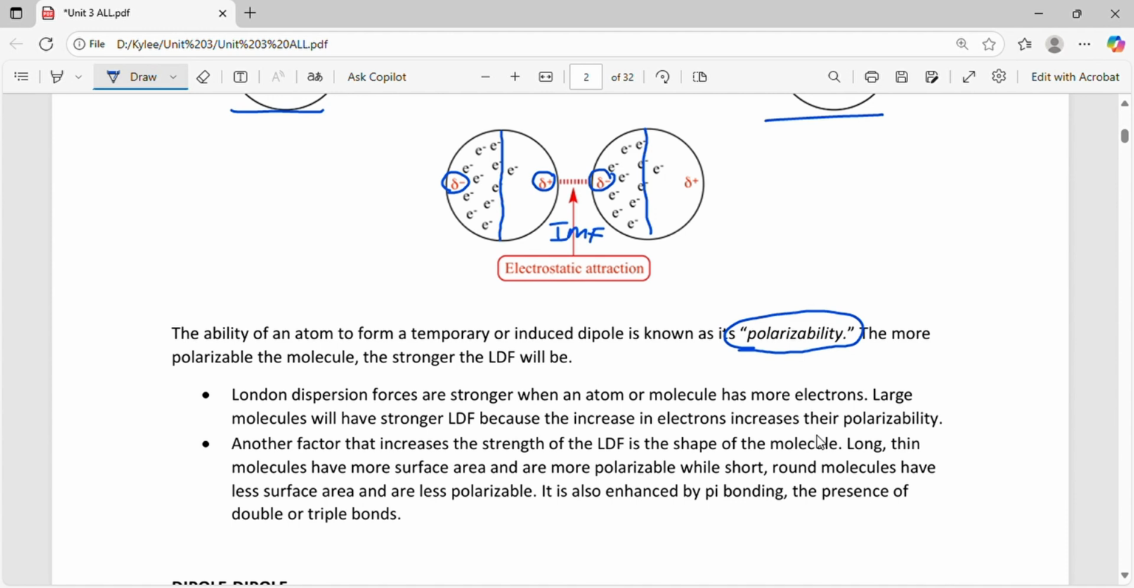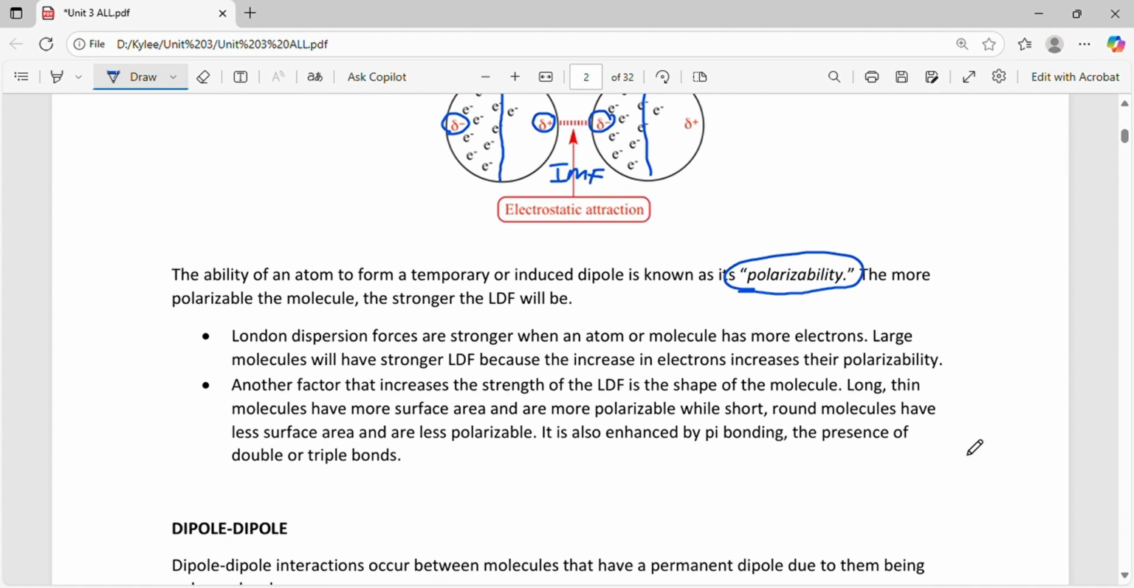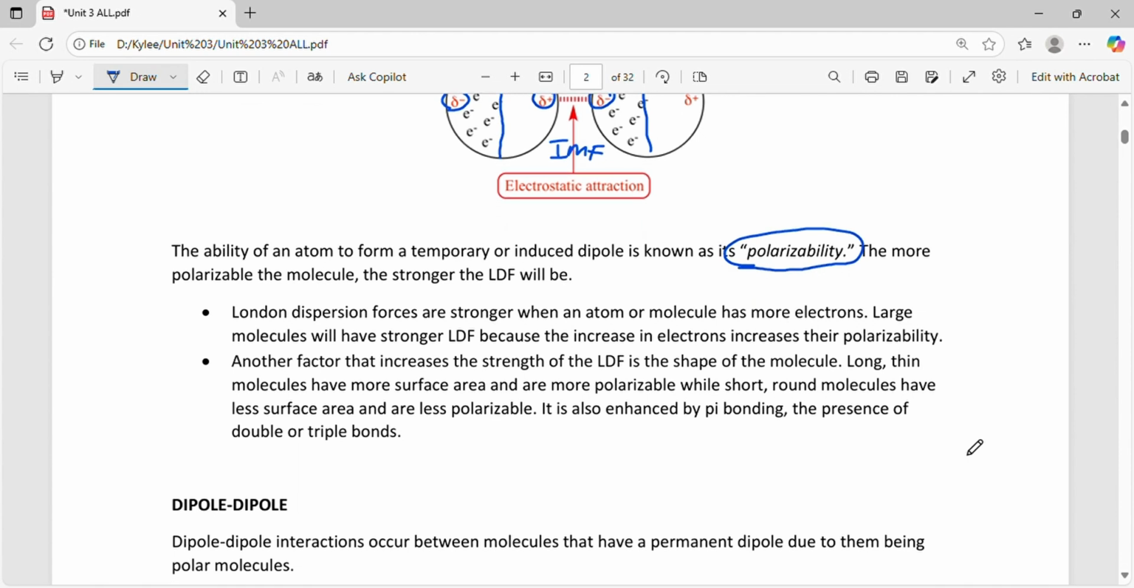Now, the more polarizable an atom or molecule is, the stronger the LDF will be. So what makes an atom or a molecule more polarizable? Well, obviously, if it has to do with the electrons moving around, if we have more electrons, the odds that it's going to happen increase. If your atom, molecule, or compound has a lot of electrons, that's going to increase the strength of this London dispersion force. Another factor that can increase the strength of the LDF is the shape of the molecule.